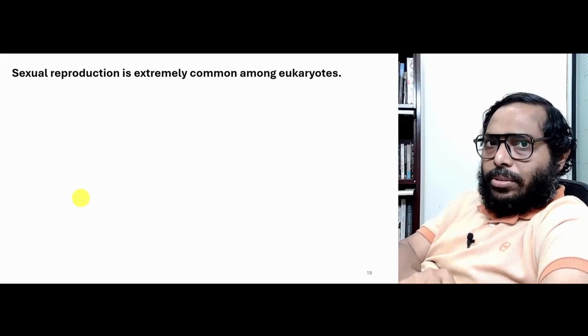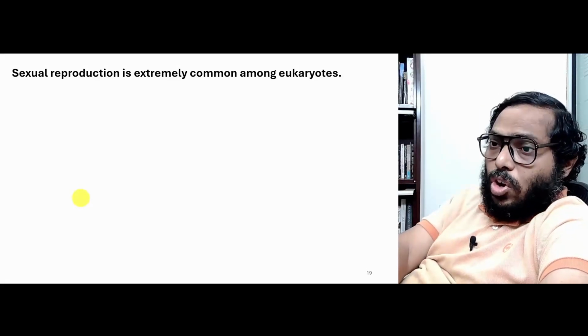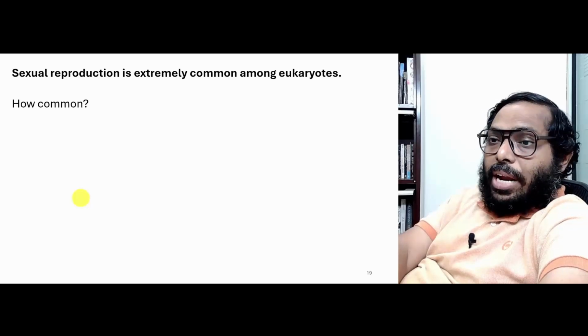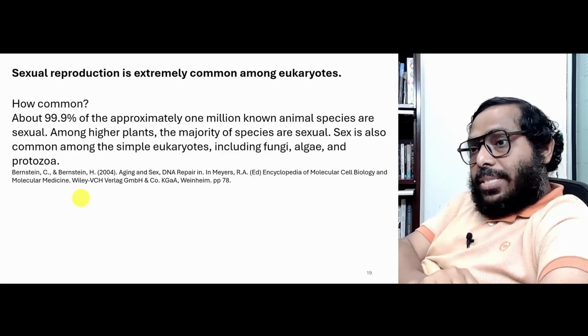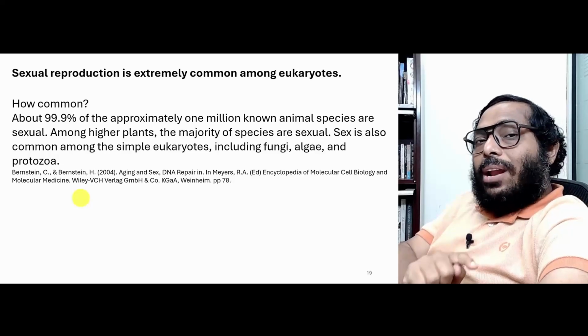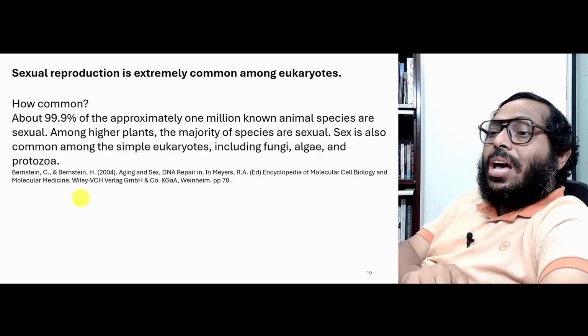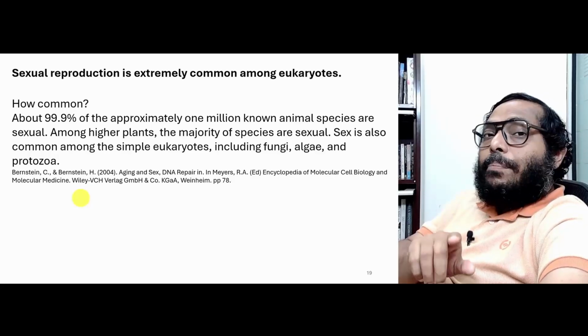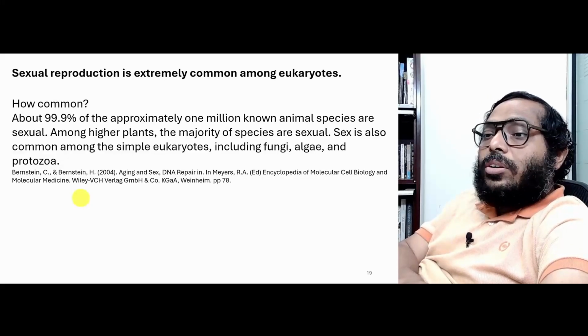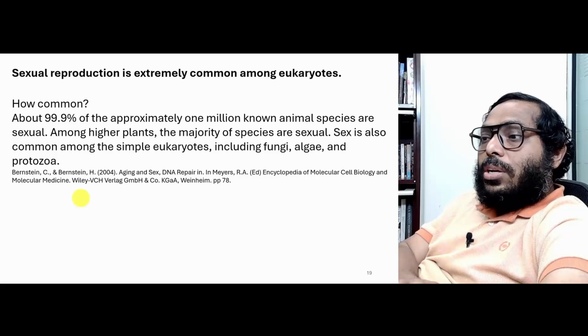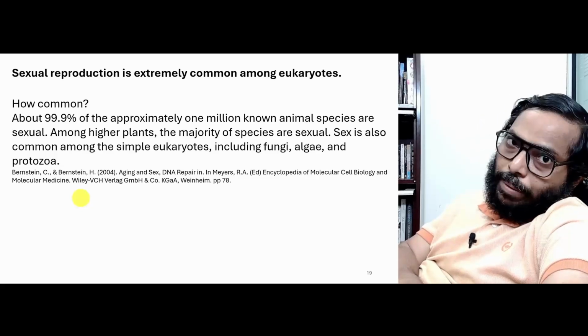Now, that is a vague statement. What do I mean by extremely common? How common? Just to give you some idea, about 99.9% of the approximately 1 million known animal species are sexual. Among the plants, among the higher plants, the majority are sexual. It is also extremely common amongst simple eukaryotes, including fungi, algae and protozoa.